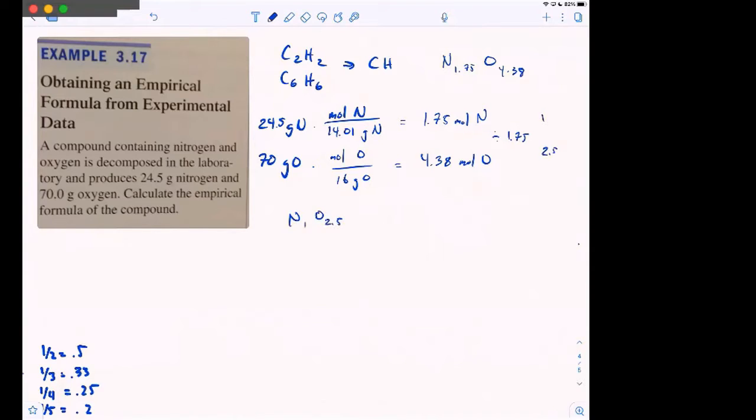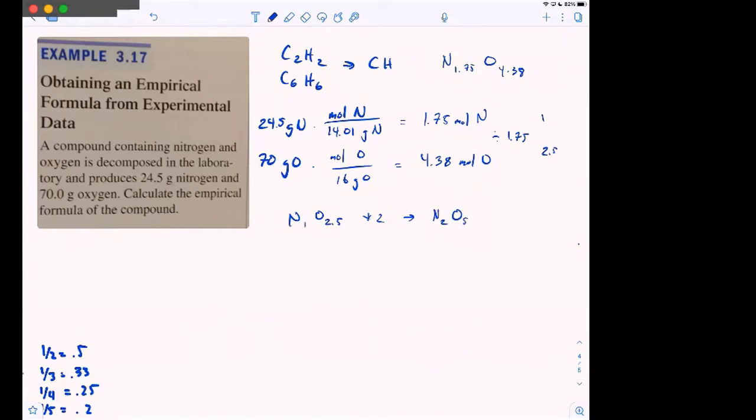And again, discrete mathematics, we can't do that. So how do we get rid of that 0.5? We multiply everything by 2, and we get N2O5, or dinitrogen pentoxide. So we multiply those by 2 to get rid of the 0.5.